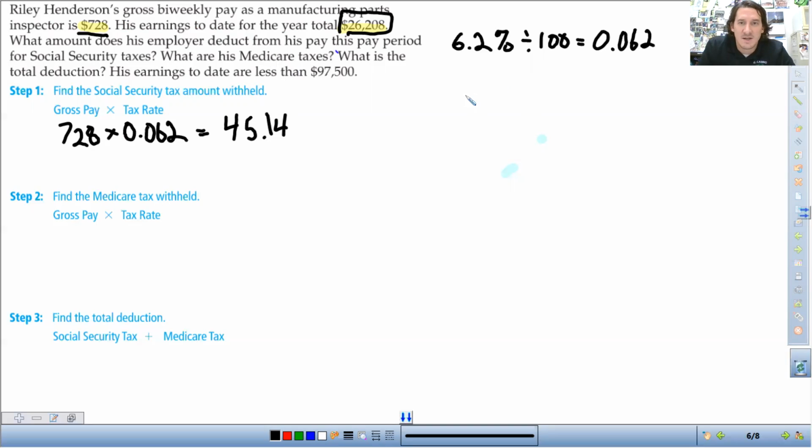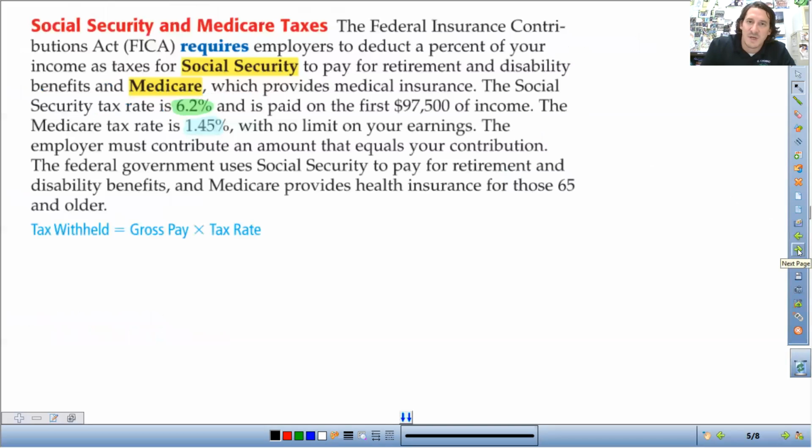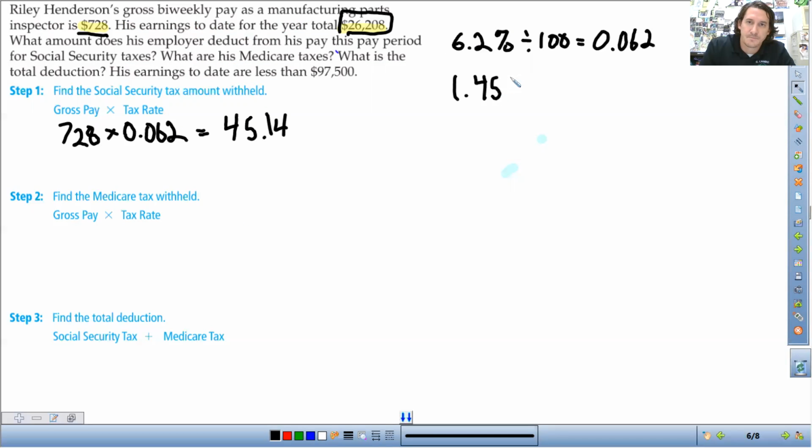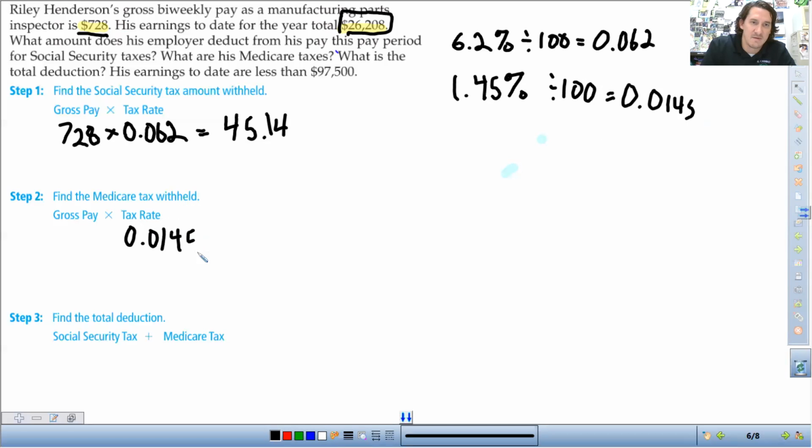All right, the Medicare tax rate. Remember from the last slide, it's 1.45%. Divide that by 100 and you get 0.0145. And again, same gross pay, 728. Multiply that out using a calculator, 728 times 0.0145, and you get $10.56.